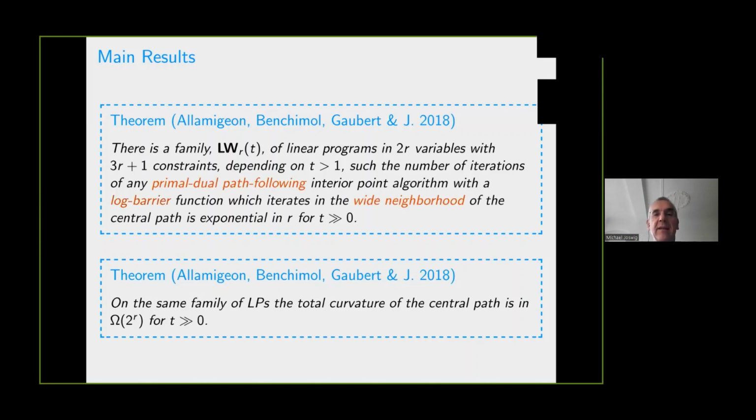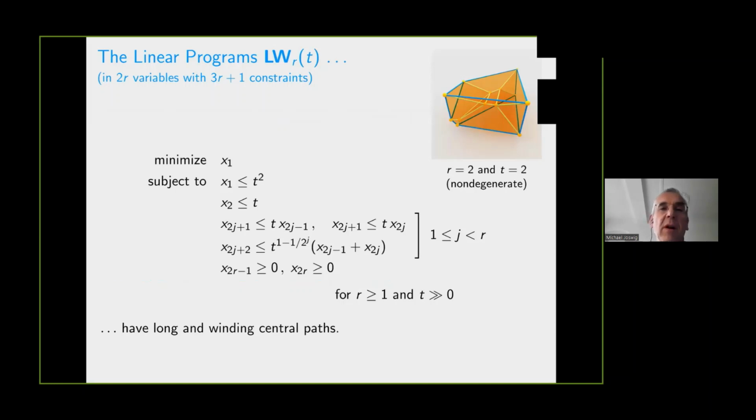And now here are the more technical details. So we are talking about primal dual path following interior point methods with the log barrier function, which iterates in the wide neighborhood. This is technical, but it's a reasonable assumption. So you should think of a large natural class of linear programming algorithms. And this is exponential in this parameter r, and the parameter r dictates the number of variables and constraints. And so this means these algorithms cannot be strongly polynomial on this family of linear programs. This is the main result that I want to bring across. So the proof is a little bit longish, but it substantially relies on tropical geometry, and I want to bring across the main idea. Okay, so let's first look at these linear programs, how they look.